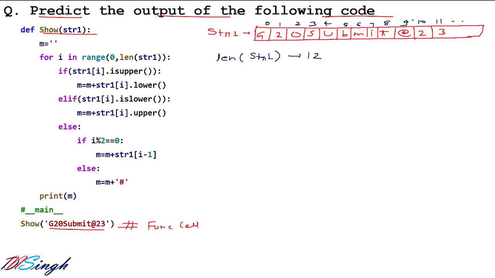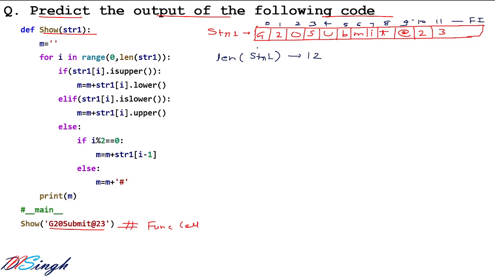These are called forward indexes. What are they called? Forward indexes. Like that, you have the backward indexes also, which will start from -1 and go up to -n, where n is the length of the sequence.